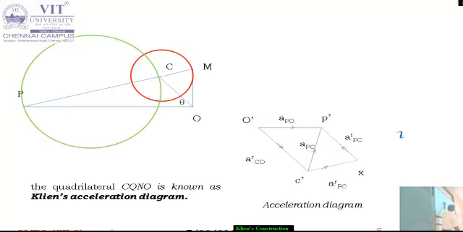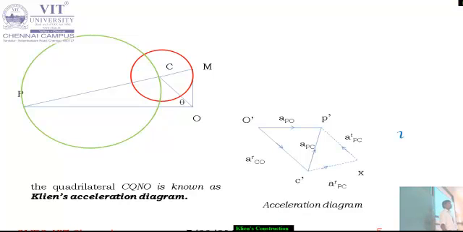This point, where KN intersects the connecting rod, may be taken as Q. Now what you have to do is join C with N. Now CQNO is a polygon.